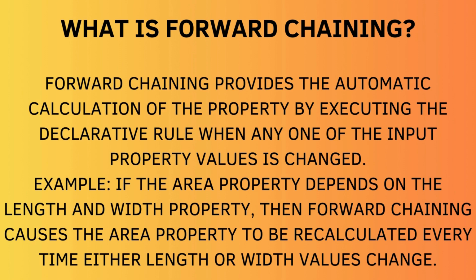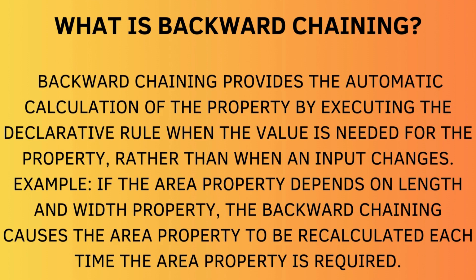Example: if the area property depends on the length and width property, then forward chaining causes the area property to be recalculated every time either length or width values change. What is backward chaining? Backward chaining provides the automatic calculation of the property by executing the declarative rule when the value is needed for the property, rather than when an input changes. Example: if the area property depends on length and width property, the backward chaining causes the area property to be recalculated each time the area property is required.